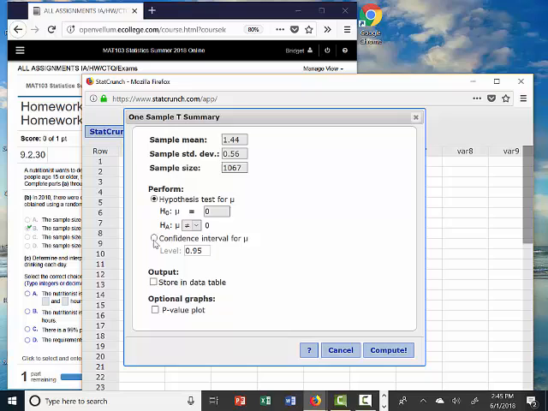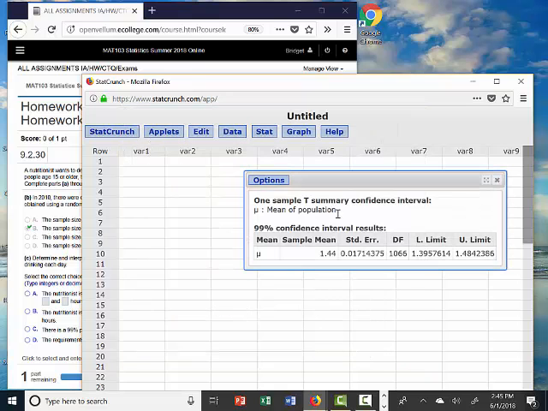We are going to do a confidence interval, and it was 99% confidence, so I'm going to change that to 0.99 and go ahead and click compute. And so, 99% confidence interval of the mean, we pulled up the right thing. Mean is mu, the sample mean was 1.44, standard error is s over the square root of n. Sample size was 1067, so the degrees of freedom are 1066, one less. And then these last two numbers are your upper and lower limits.